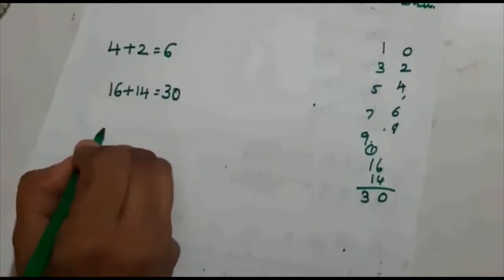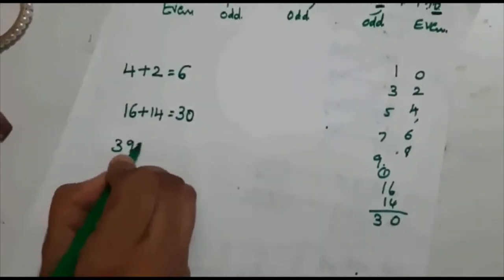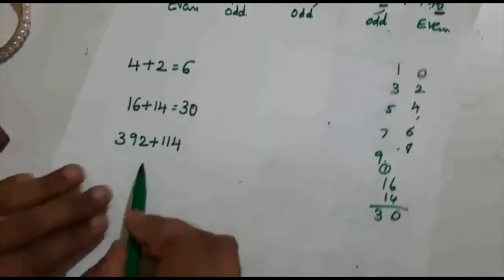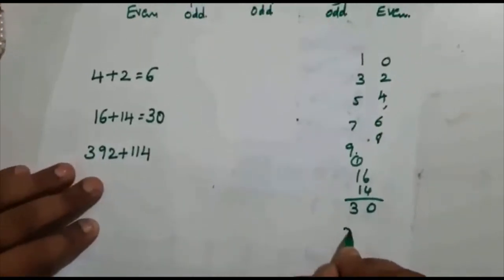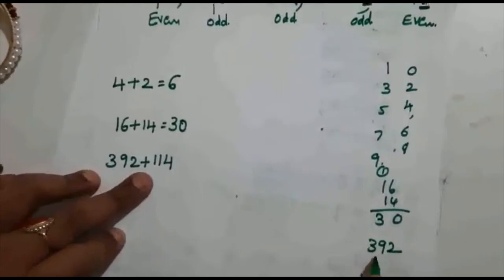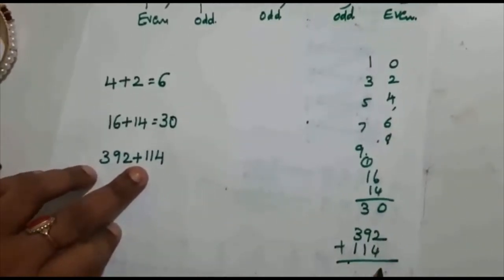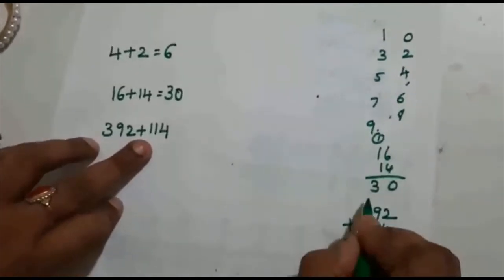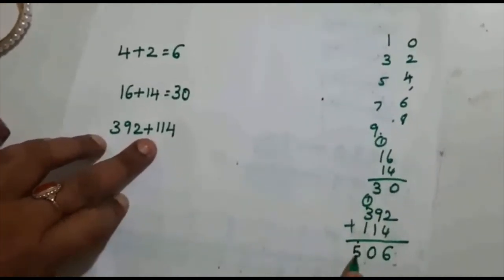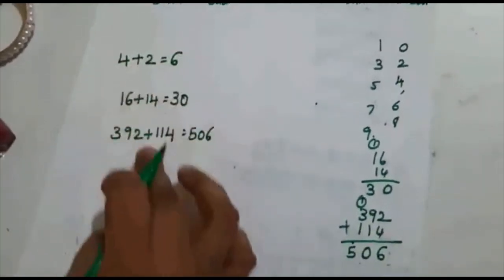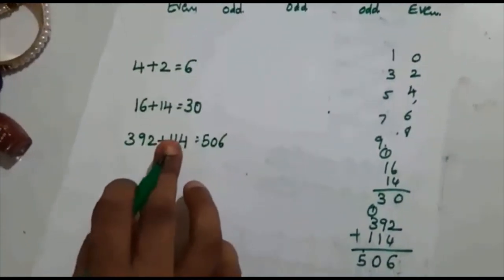Let us take one more 3-digit number example, 392 plus 114. How many digits are we adding? Here we are adding 3-digit numbers. So, what is the sum, children? 4 plus 2 is 6, 9 plus 1 is 10, 1 carry, 4, 5. So, totally this is 506. What are these, children? All these are addition facts.